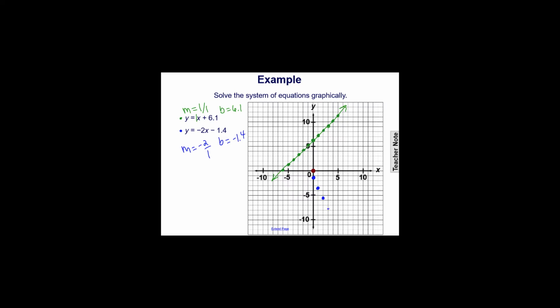Down 1, 2, right 1. Or we can go up 2, right 1. Again, we're being approximate. Up 2, right 1, to get that second line. So the solution would be the point of intersection, which we can visually see is going to be this point here. But at this time, we're going to have to ask, what is that point, right?